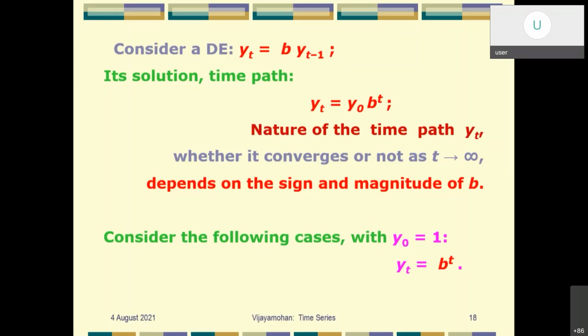Now we are going back to our difference equation yt equals b yt minus 1. Given a difference equation like this, we can find its solution. That solution is termed the time path of the difference equation. That is, how the particular yt moves over time is given by the time path, and that is a solution of the difference equation. This is very simple to derive, but I am not giving it. So that particular solution is given as yt equals y0 b power t, where b is the root of the difference equation.